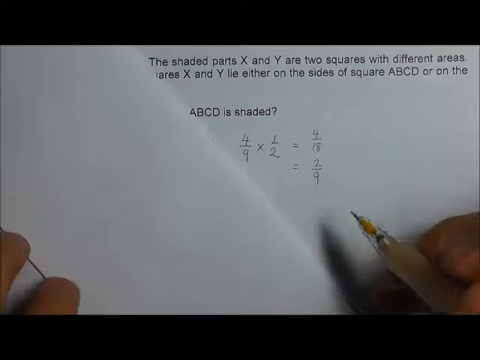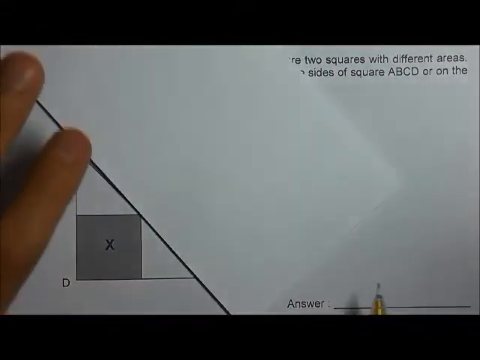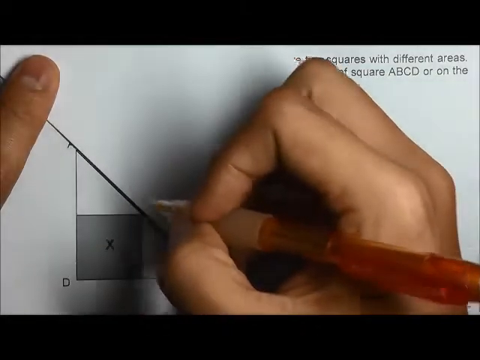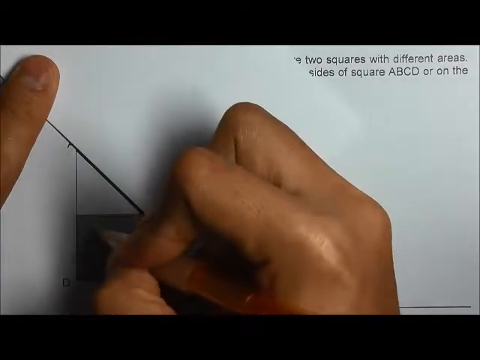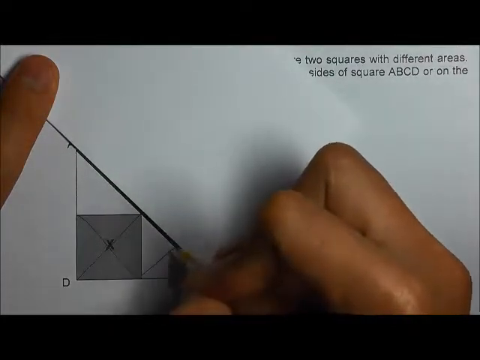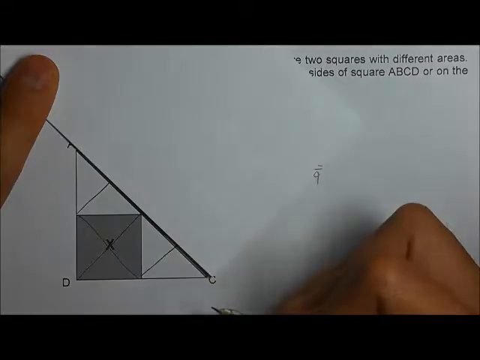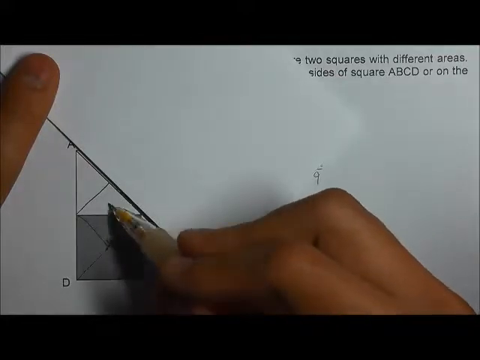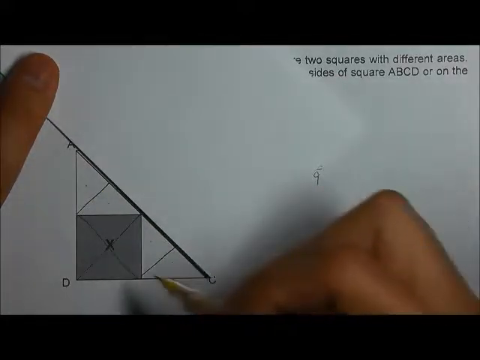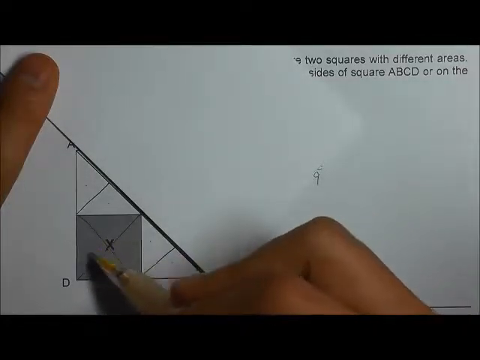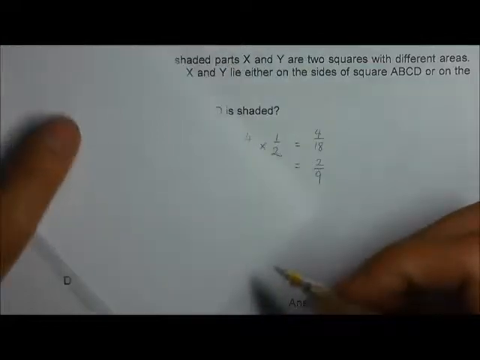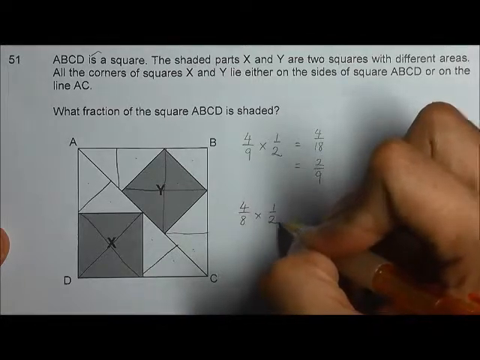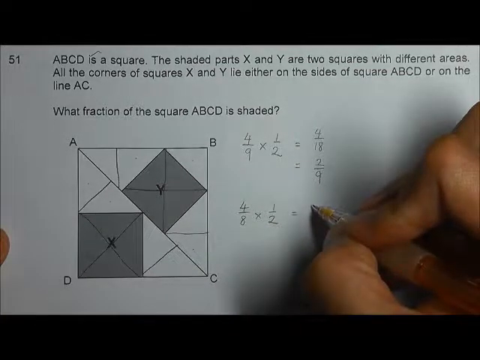Okay, so now we look at the other portion, the other half. Okay, we can divide this into smaller squares. So in this right angle triangle, they are all together 1, 2, 3, 4, 5, 6, 7, 8. 8 triangles, and 4 of them are shaded. So that will be 4 over 8 times 1/2, and we'll get 1 over 4.